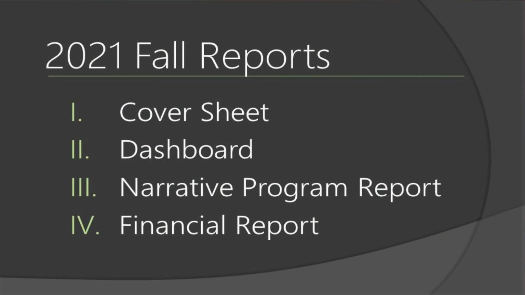This is the second video in the companion guide to the written instructions provided by Lilly Endowment for completing your 2021 fall reports. As a reminder, there are four parts to the fall reports, including a cover sheet, a dashboard with a summary of your data, a narrative program report, and a financial report. In this video, we will look at part two, the dashboard.